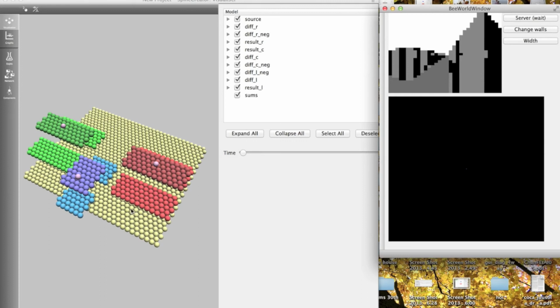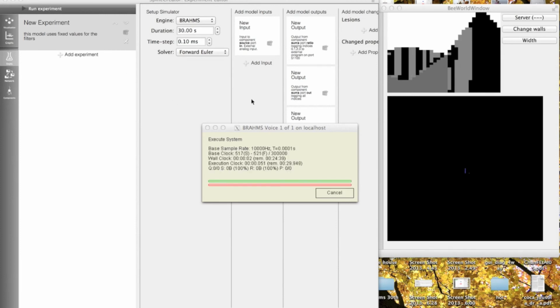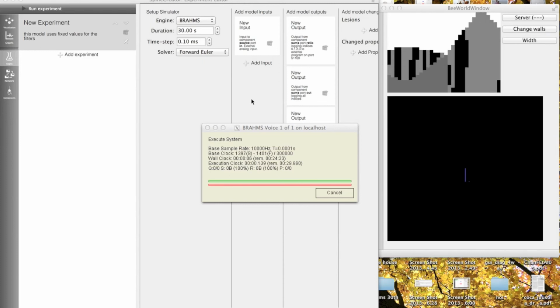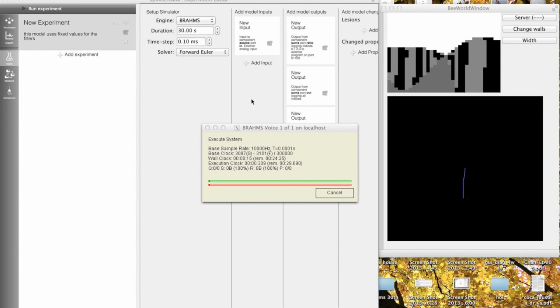Here is a model of the bee's neural systems. It detects angular velocities in the left, right, and bottom of the bee's visual field. We begin the simulation and the bee starts moving down the corridor. Note how the bee begins centering itself on the corridor, avoiding the two walls.